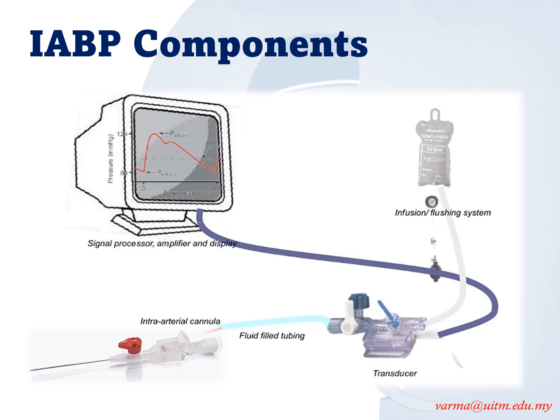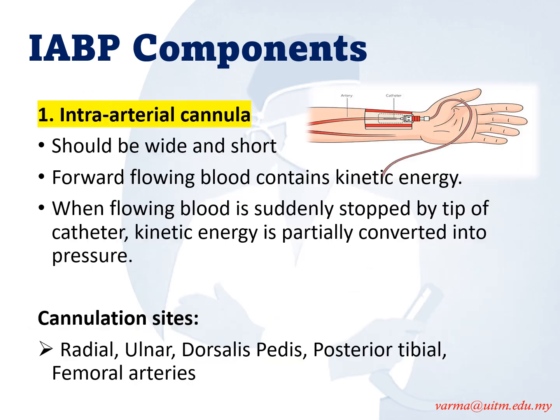The IABP setup comprises five important components. The first component is the intra-arterial cannula. Second is the fluid-filled tubing. Third is the transducer. Fourth is the infusion or flushing system, which is highly pressurized. And finally, the signal processor, amplifier, and display monitor. Each of these components has its own criteria to be met, so that the blood pressure measurement is accurate and reliable.